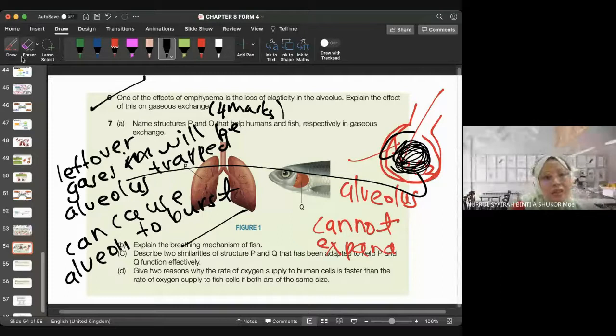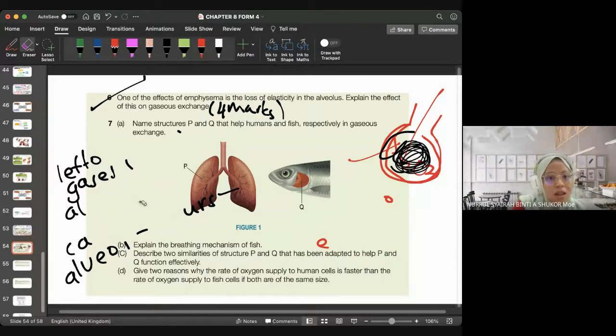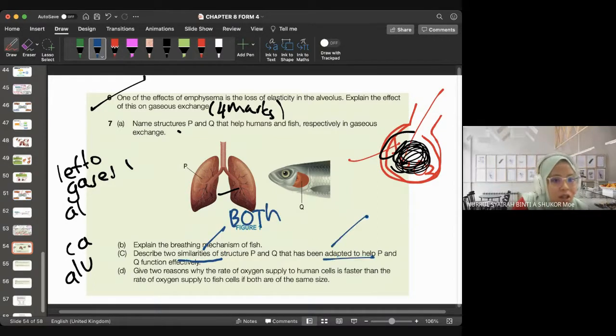Name structure P and Q that help humans and fish respectively in gaseous exchange. P alveolus, Q gills. Explain breathing mechanism, buccal cavity. Describe two similarities. Alright, do you see this question? Similarities, so you must add both. Adaptation: both have moist, both have thin, both have large surface area, both have large blood capillaries. For what? Moist for what, thin for what. Oh, tired already. Feels like I have said this many times. If you get it wrong in the exam again, I will pinch you.